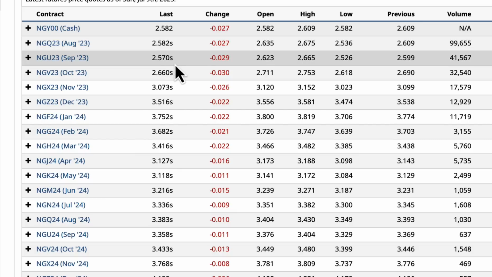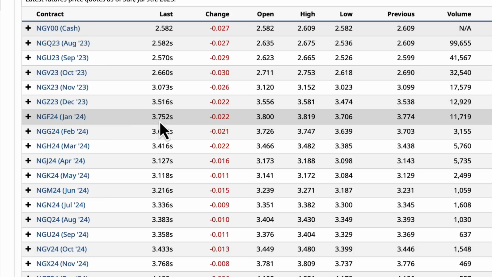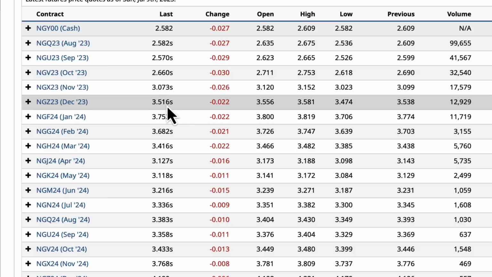Let's have a look, and I'm just going to read them out as we go from month to month towards the end of this year. In September, we've got 2.57, October 2.66, 3.07 in November, 3.51 December, 3.75 in January, 3.68 in February. So going up pretty sharply towards the end of the year into that $3.50 level. In fact, between $3.40, 3.50, 3.60, and 3.75, the highest there is 3.75.